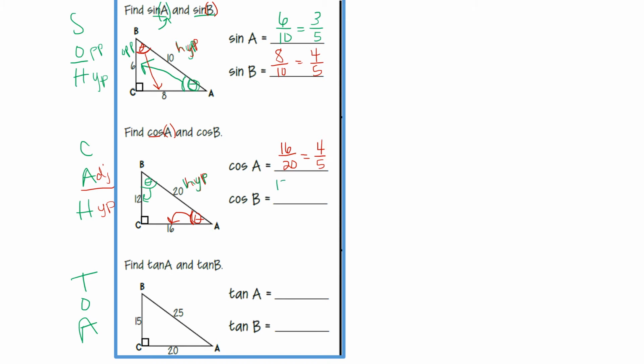So it looks like for B, I'm going to get 12 over 20. Again, if you'd like to simplify, you could simplify to 3 over 5. So lastly, then we have tangent.